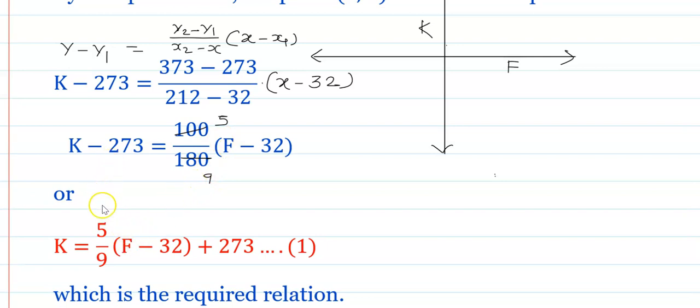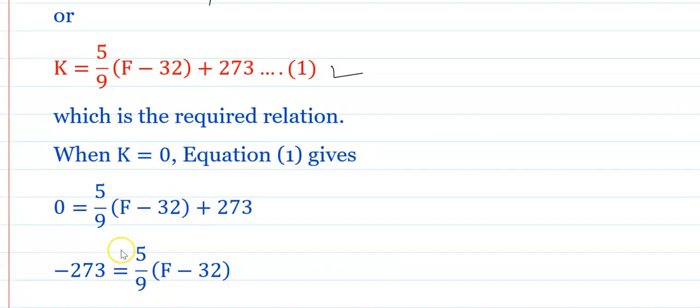Therefore transfer this 273 to the right-hand side. Therefore k is equal to 5 by 9 in bracket F minus 32, plus 273. This is the relation between Kelvin and Fahrenheit, or K and F.